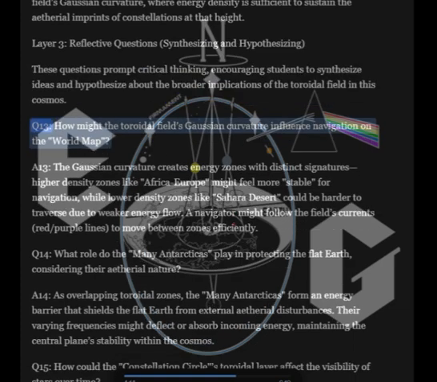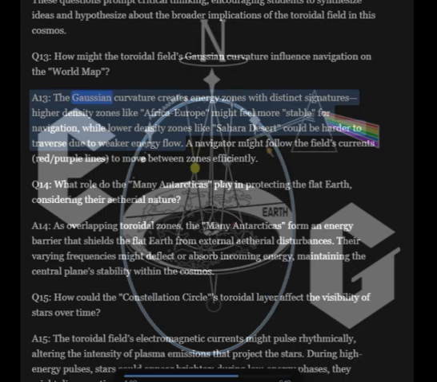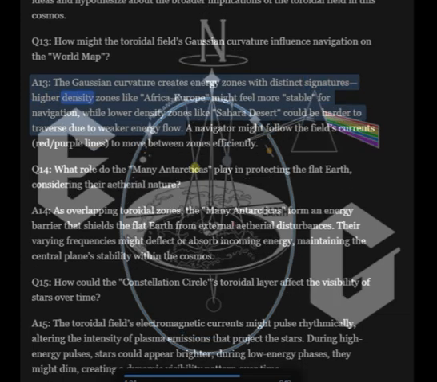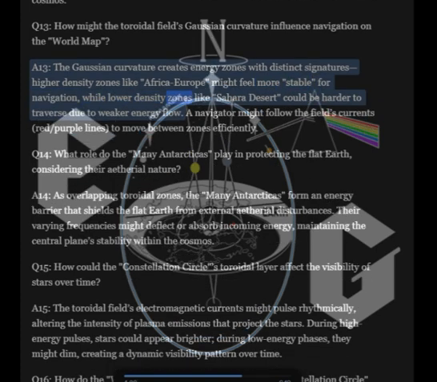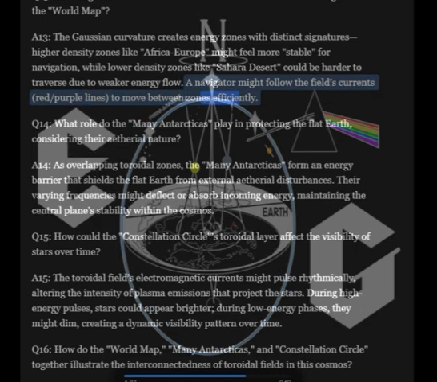Q. How might the toroidal field's Gaussian curvature influence navigation on the world map? A. The Gaussian curvature creates energy zones with distinct signatures. Higher density zones like Africa-Europe might feel more stable for navigation, while lower density zones like Sahara Desert could be harder to traverse due to weaker energy flow. A navigator might follow the field's currents, red-purple lines, to move between zones efficiently.